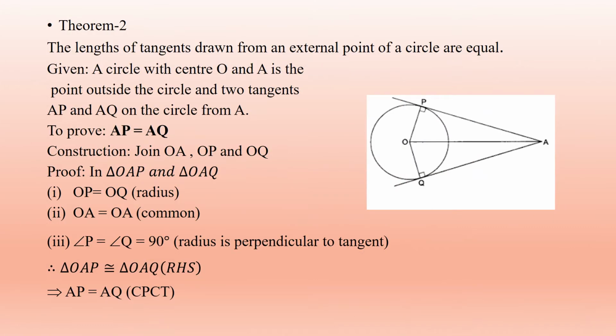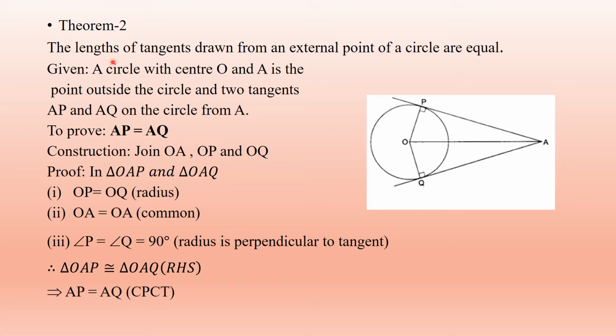We know there are exactly two tangents to a circle through a point lying outside the circle. So, if the point A lies outside the circle, we have two tangents AP and AQ. Now, let us see the length of the tangents drawn from an external point of a circle are equal. For this, we are given a circle with center O and A is a point lying outside the circle and the two tangents AP and AQ from A.